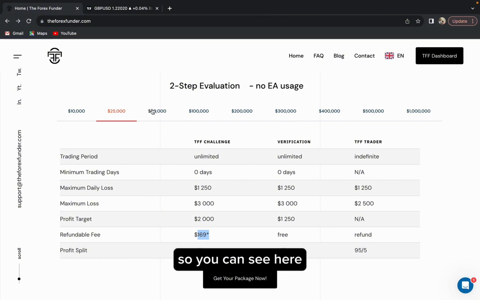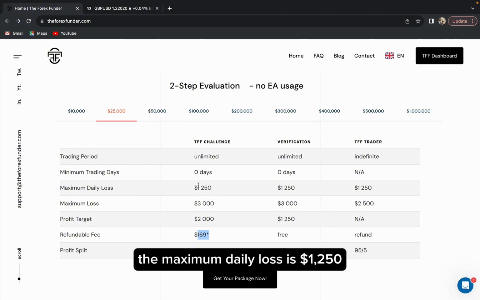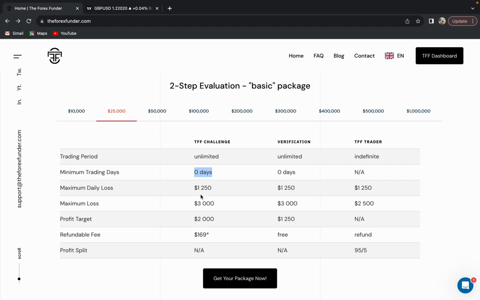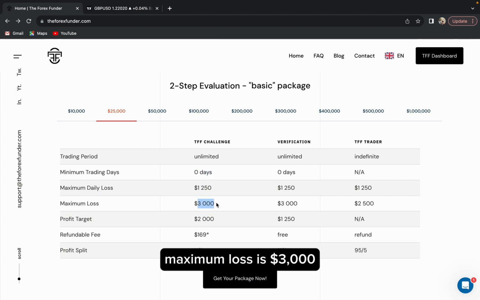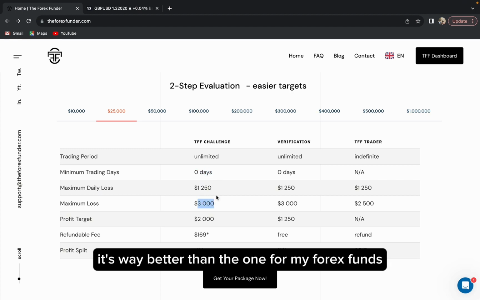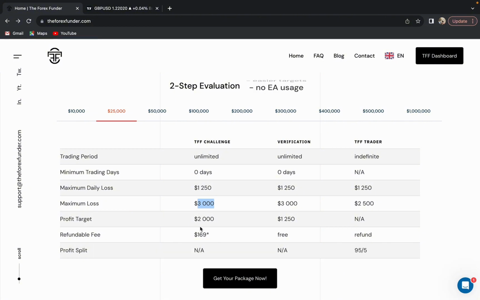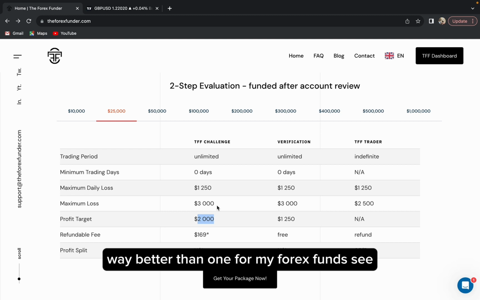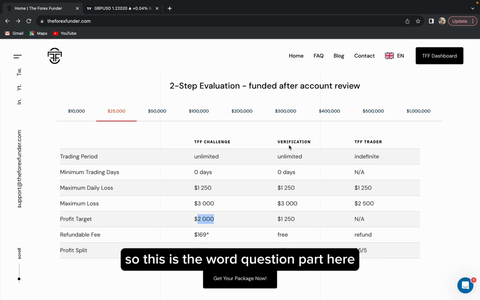So you can see here the maximum daily loss is $1,250. Minimum trading days is 0, you see. Maximum loss is $3,000. It's way better than the one for My Forex Funds. Profit target is $2,000, way better than the one for My Forex Funds. See, so this is the verification part here.